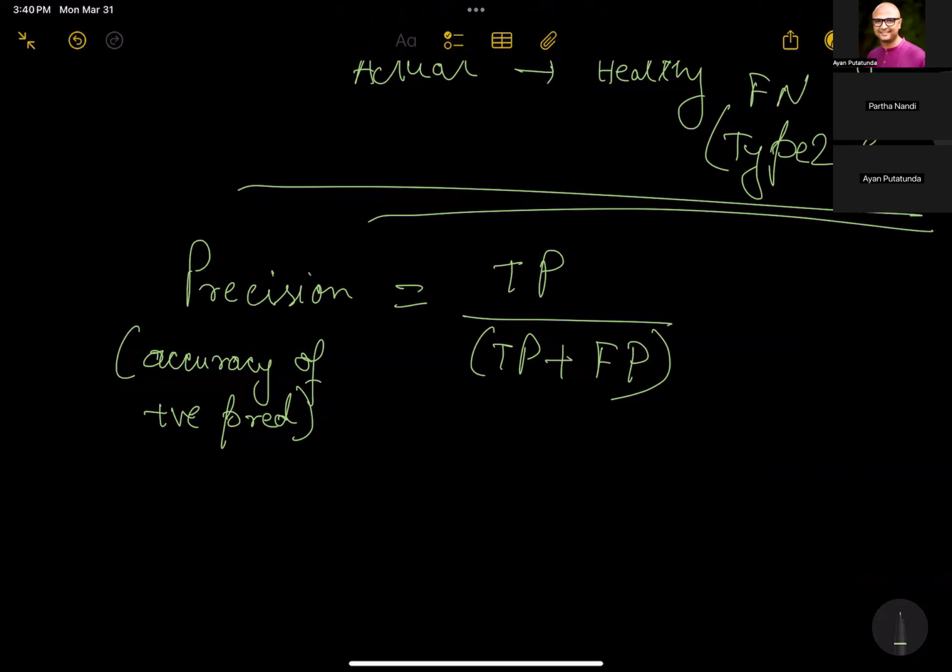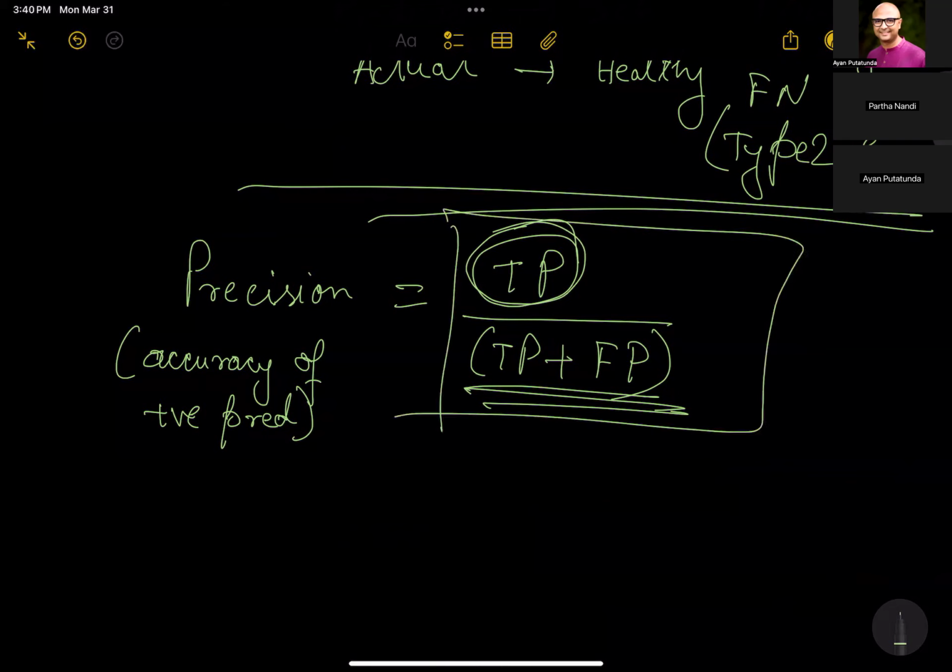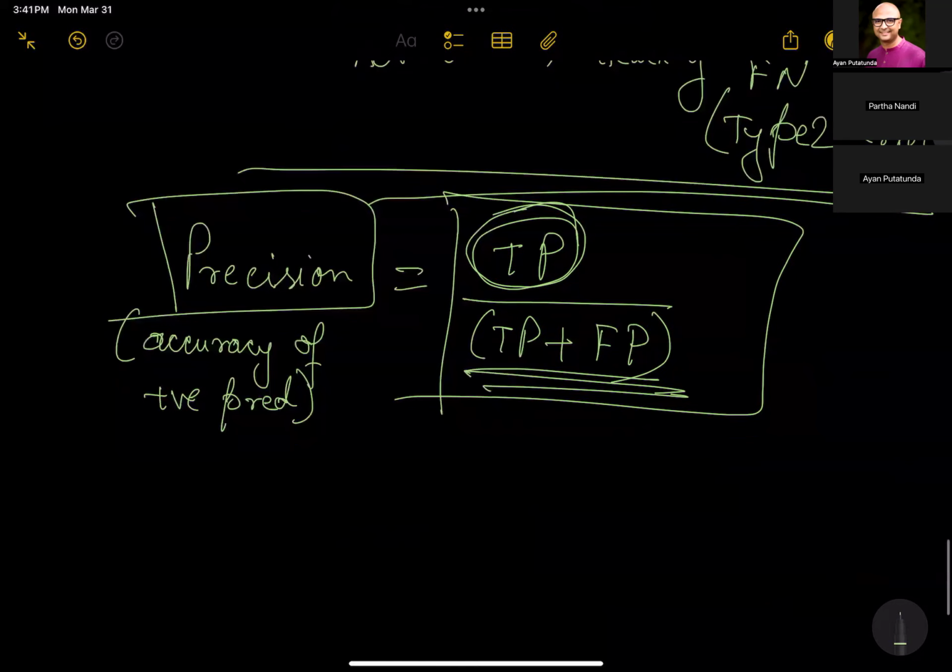So when we are saying the accuracy of the positive prediction, what we are telling is that of all the items that were labeled positive, how many were actually positive? This was the only item that was actually positive. These were the number of items that were actually positive. So the ratio of this becomes my precision. Okay. This is called precision.